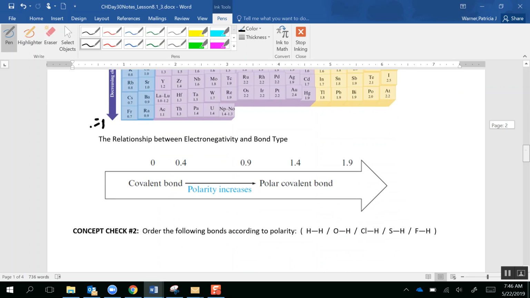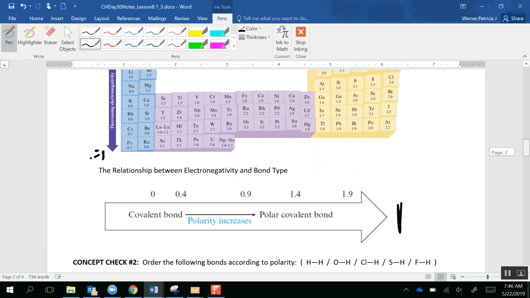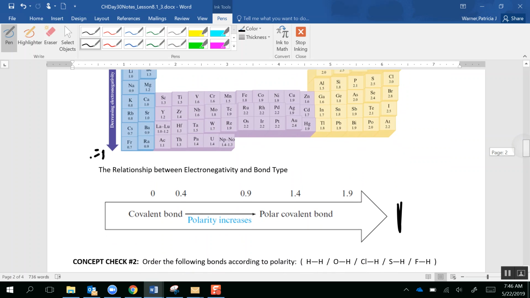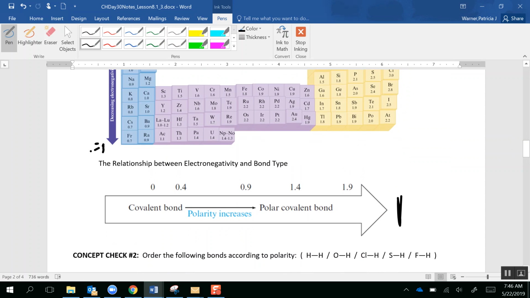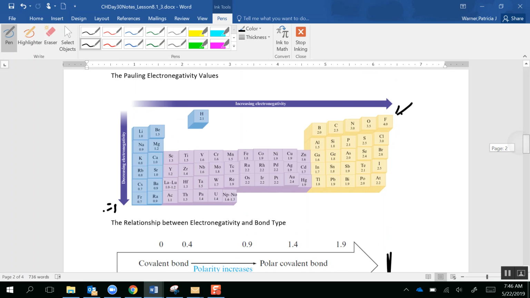So when you look at a difference in electronegativity, a purely covalent bond would be a 0. As polarity increases, you move towards polar covalent, and then down in this area, you get into ionic. So if we're going to order the following bonds according to polarity, what we're going to do is look at the differences in electronegativities. Let me shrink that just a tad so we can get both of those on the same page.